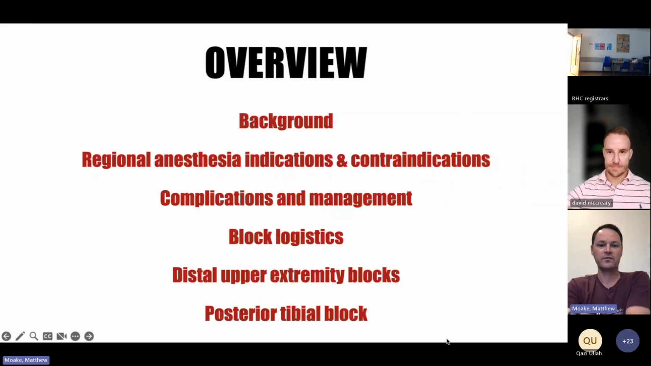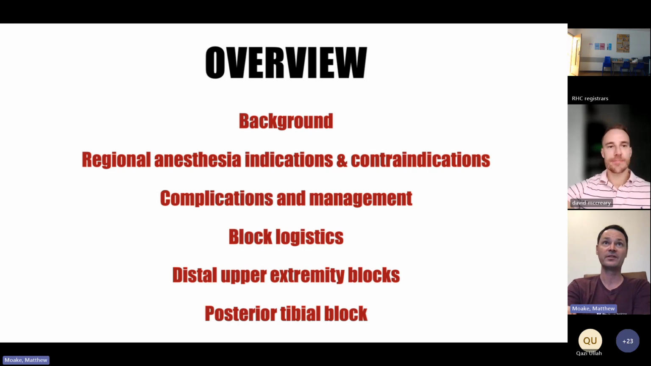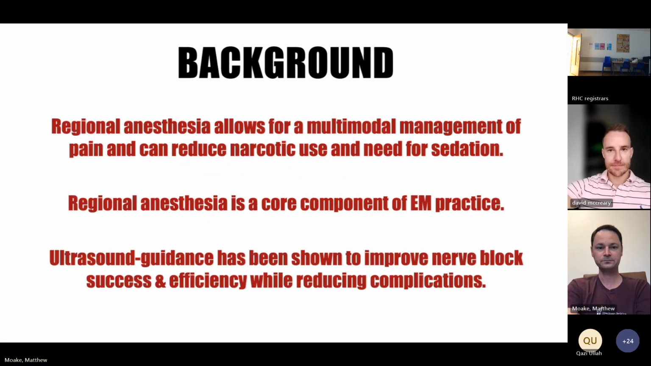So for the overview, I want to go over a quick bit of background, touch on the indications and contraindications, and look at complications and management, recognizing that you should know what bad things you could encounter and how to manage them before you go down the road of actually doing these. Then the logistics of doing blocks, and then focus specifically on some of the distal upper extremity blocks, and end with the posterior tibial block. If we have time, we can roll into some more proximal field-based blocks, specifically the fascia iliaca.